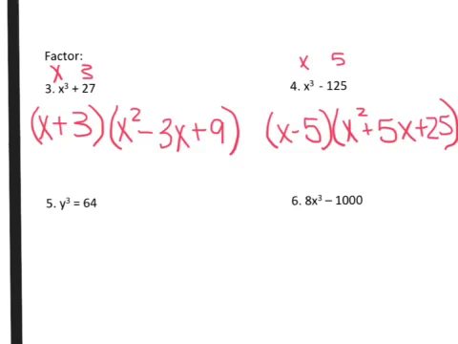Cody? That's right. Once we do that, we have y cubed minus 64 equals 0. So now we have the difference of cubes. My a value, or my first term, would just be y. The b value, or my second number, would just be the cubed root of 64, which is 4.